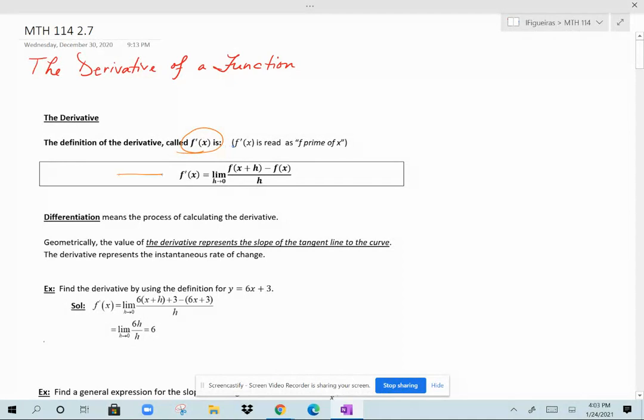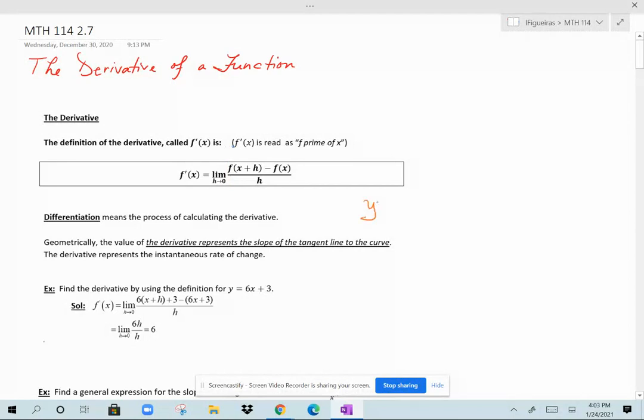So the definition of the derivative, f prime of x, is the limit as h approaches 0 of f of x plus h minus f of x all over h. Remember, that means that's the limit of what we call the difference quotient. The expression in the orange box is called the difference quotient. Differentiation is the process of calculating the derivative.